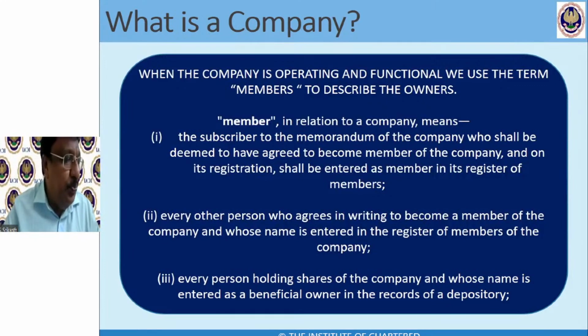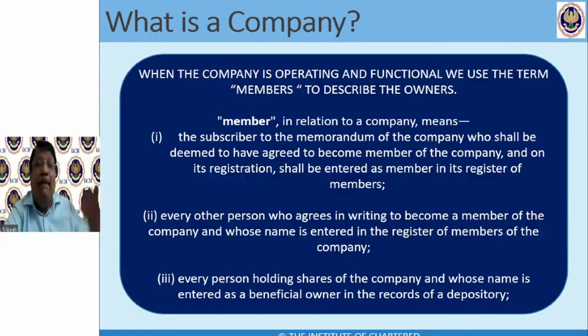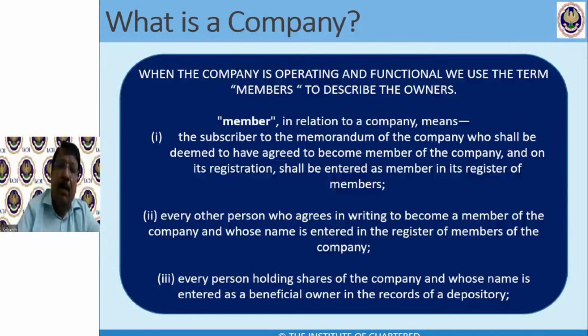Okay. Good show. So, two important definitions are there. Understand, when a company is operating and functional, the owners are called members. So, who is a member? Very important definition. Remember it. We'll be using it again and again. The word member: every subscriber to the memorandum of the company who has agreed to become a member, and on its registration shall be entered as a member in the register of members. So, a subscriber to the memorandum is a member.